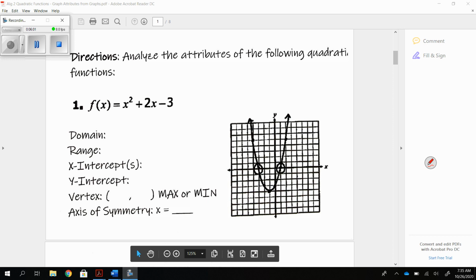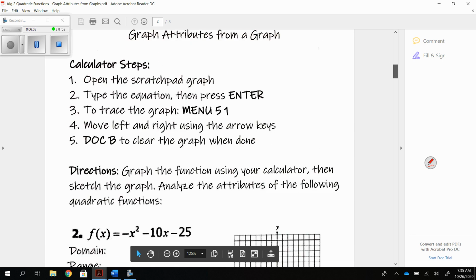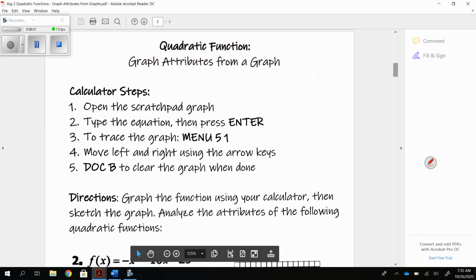Sorry about that, y'all. Technical difficulties. We just zoomed in for some reason. Well, let's scroll down. Now we see our calculator steps.